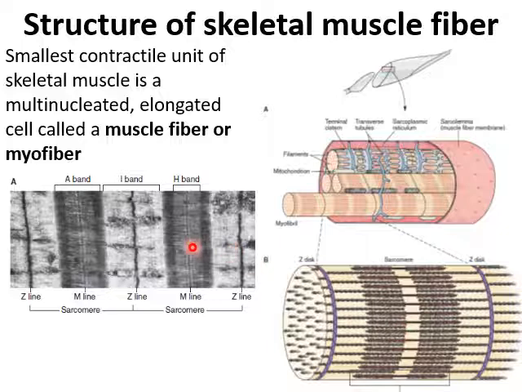The arrangement of thick and thin filaments produces cross striations. You can see here across the muscle fiber there are striations, a striped appearance. This is due to the parallel arrangement of thick and thin filaments. The light band in this cross striation is called the I band, and the dark band is called the A band. The A band is due to the presence of thick filament, whereas the I band is mainly composed of thin filament.